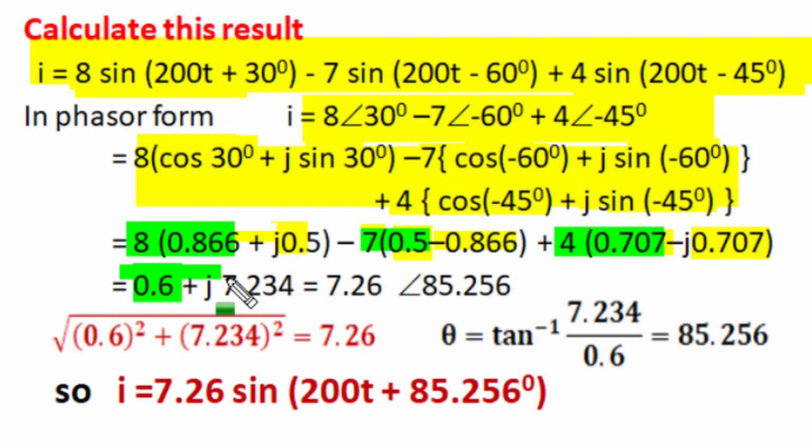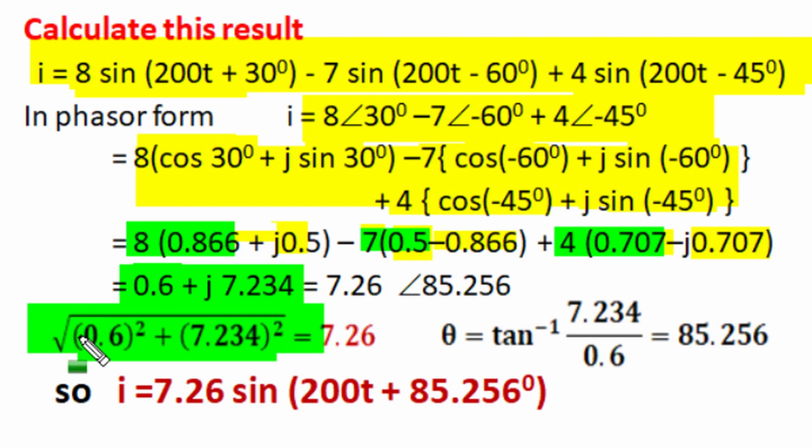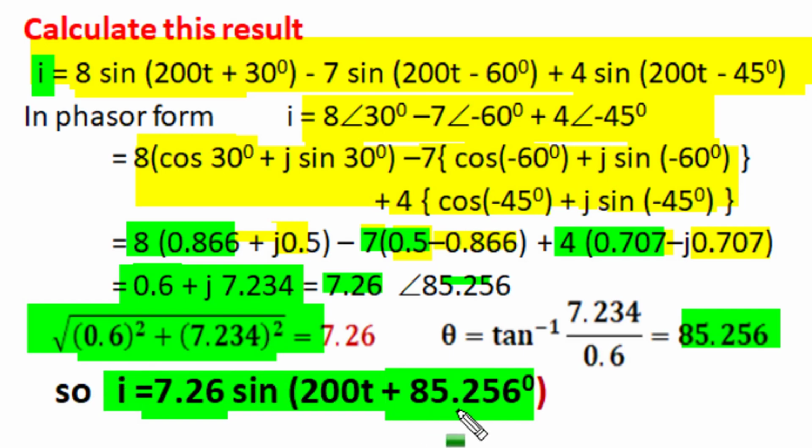Now this rectangle format of resultant current can be converted into polar form where magnitude is obtained by Pythagoras calculation of horizontal component and vertical component, and square root of base square and perpendicular square gives us magnitude 7.26 ampere, and its phase angle can be obtained as tan theta is equal to perpendicular or vertical component divided by base or horizontal component, and tan inverse of that gives us angle 85.256 degree. So this resultant current I got a magnitude or amplitude 7.26 ampere, and with same frequency it got a phase angle of plus 85.256 degree. So this would become our resultant current.